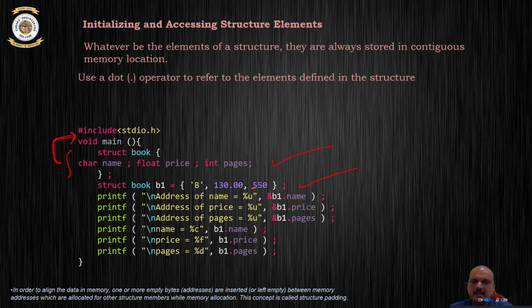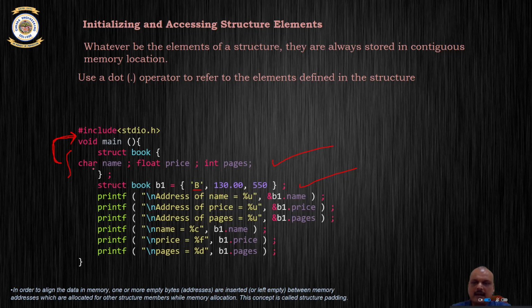Once you declare the structure, you create an object out of this structure. Suppose you want to create one book. So I say struct book B1. B1 stands for first book. Now this book 1 can be initialized as well. So the name of the book is character.